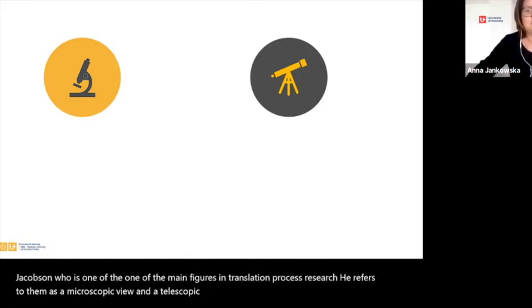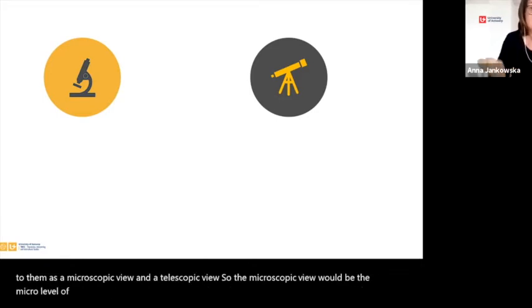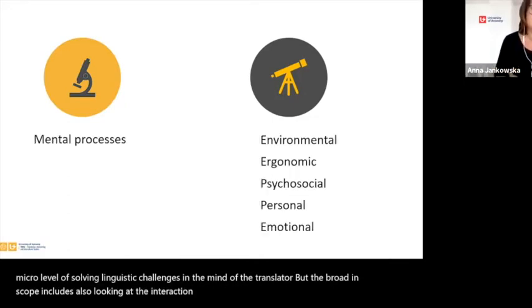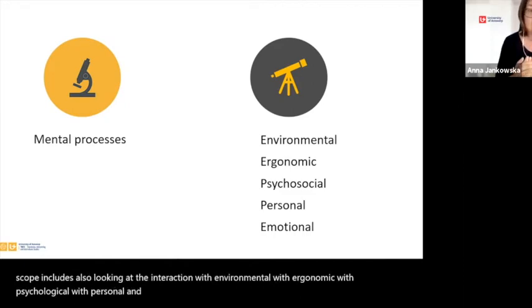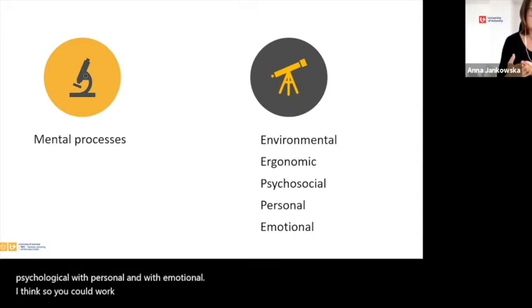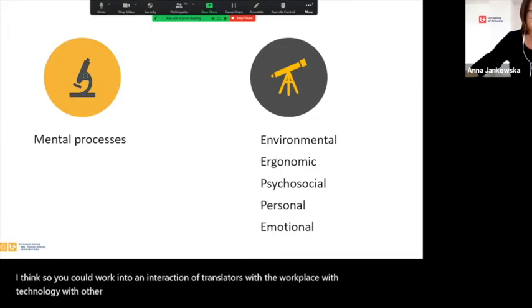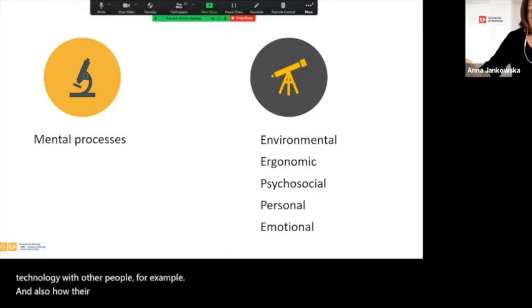The microscopic view would be the micro level of solving linguistic challenges in the mind of the translator, but the broadened scope includes also looking at the interaction with environmental, ergonomic, psychological, personal, and emotional things. So you could look into the interaction of translators with the workplace, with technology, with other people, for example, and also how their emotions influence what they do.